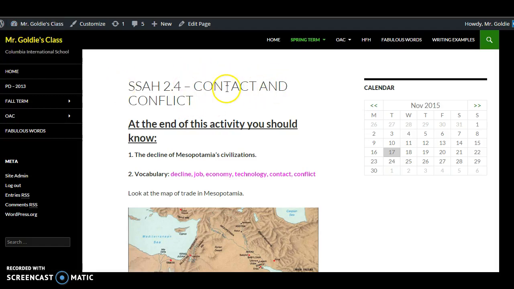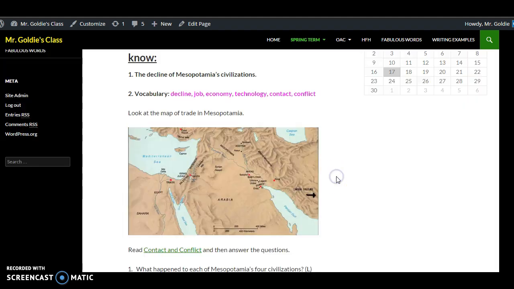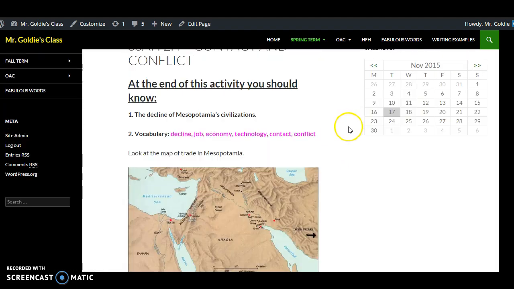Contact and Conflict, Unit 2.4. At the end of this activity, you should know the decline of Mesopotamia's civilization. The AWL words for this unit are decline, job, economy, technology, contact, and conflict. So please look for them on this page or in this reading.